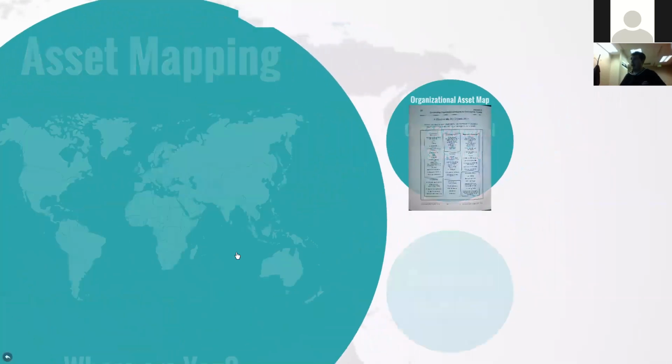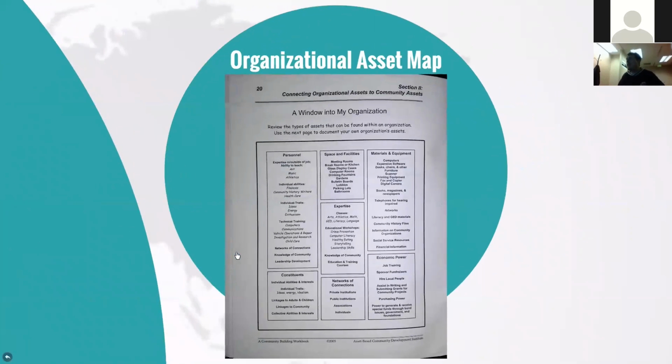The asset map. In the organizational asset map, you focus on things like personnel. What sort of personnel do you have? What sort of educational abilities do they have? What sort of individual abilities? What sort of traits and training? What about their networks, not just of people, but also of knowledge and leadership development? How can they pull in more people into your organization?